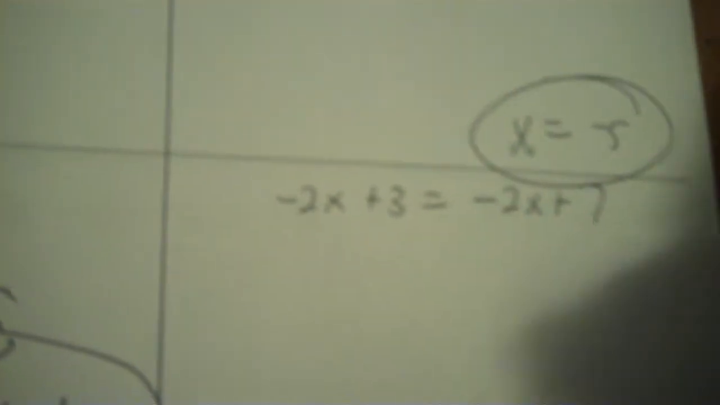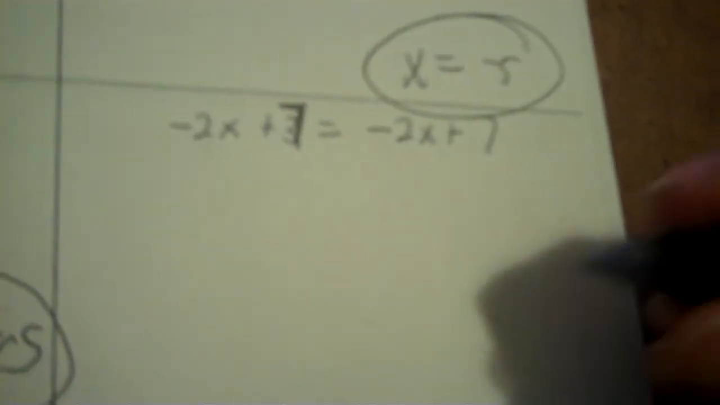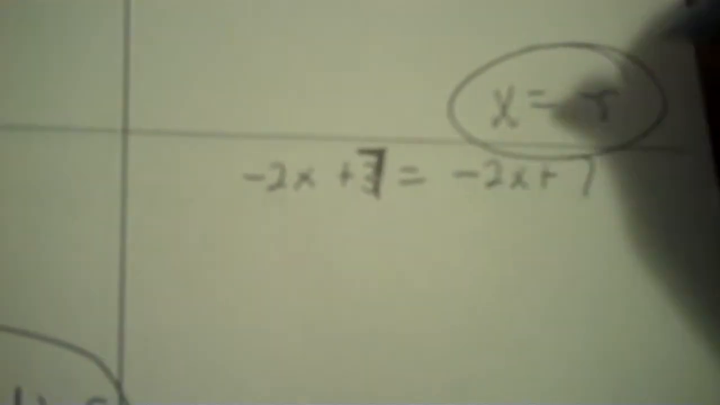Now let's go to the next problem. I want to change this one up, okay? I want you to put a 7 over that 3. I'm changing the problem, okay? So x equals, you have two different x's, but they're across the equals. Now find the smaller one. Negative 2x, negative 2x, those are the same. So you cross them out.